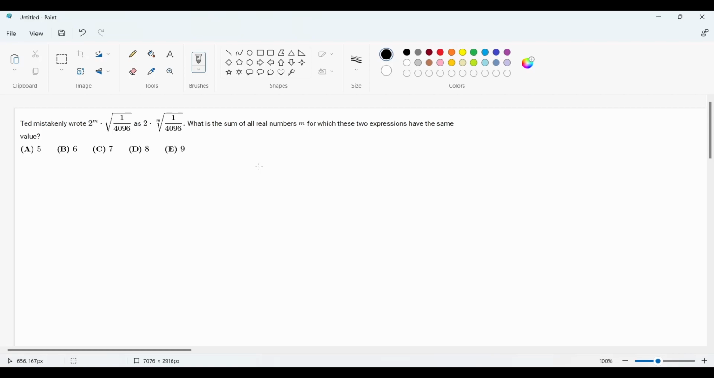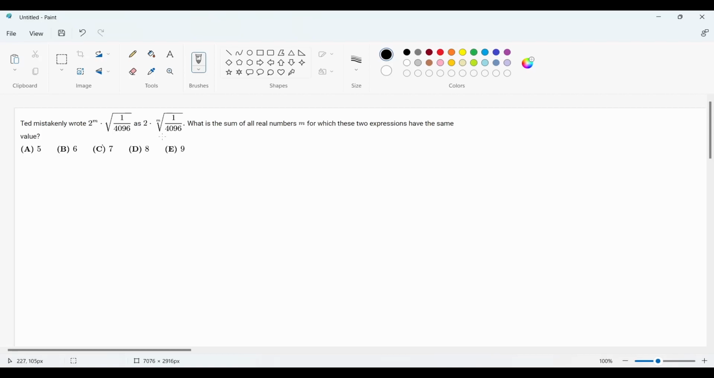Here we are at question 11. Head mistakenly wrote 2 to the power of m times the square root of 1 over 4096 as 2 times the mth root of 1 over 4096. What is the sum of all real numbers m for which these two expressions have the same value?